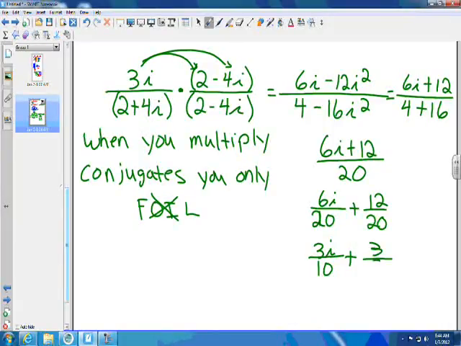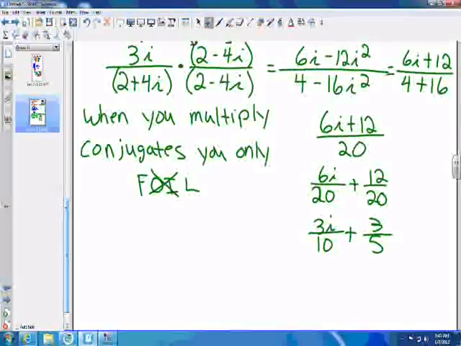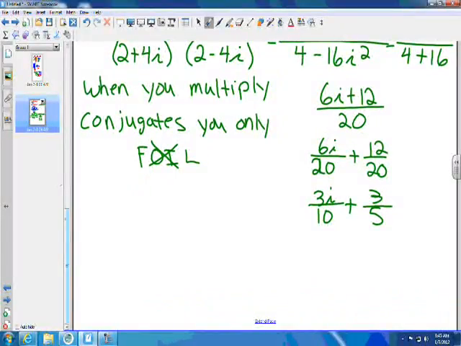Now, if you look in your book, what's different between our answer and theirs on page 263? You want to see a difference? They're in a different order. Your i part should always come second. So whatever time you want to flip those around, you could have flipped them around, clear up here, flip the 12 and the 6i. Just make sure you do that before you finish the problem.